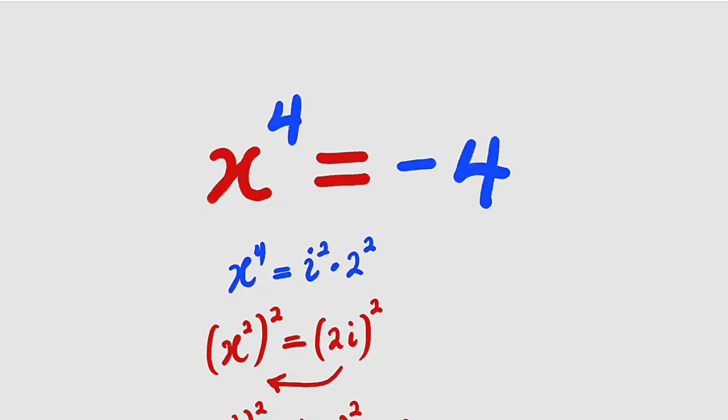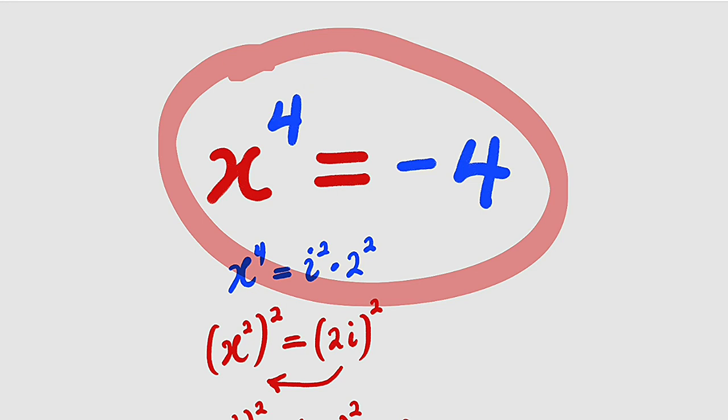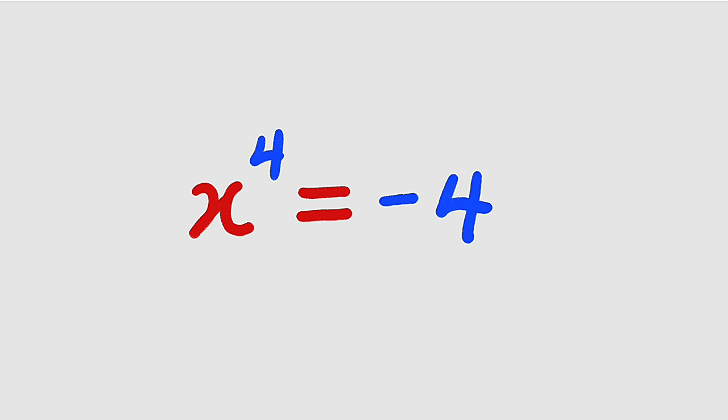Hello, good day viewers. Remember that this was the problem we solved yesterday, which is x to the power of 4 equal to -4, and I promised to solve the same problem using De Moivre's theorem. Alright, let's get started. Here is the problem: x to the power of 4 equal to -4.